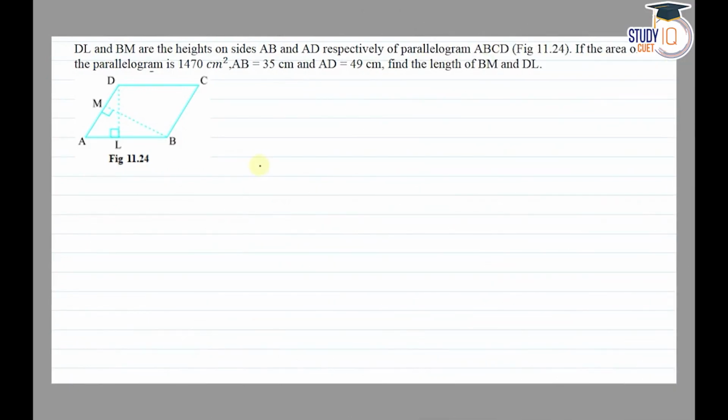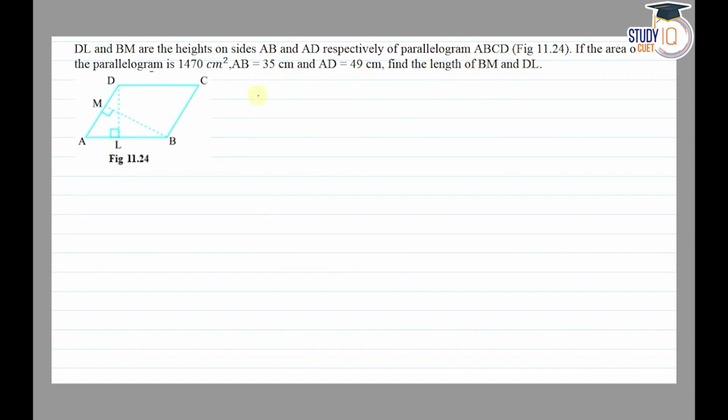Hello everyone, this question appears in the Class 7th NCERT chapter of Perimeter and Area. This is the 6th question of Exercise 11.2. The question says that DL and BM are the heights on sides AB and AD respectively of parallelogram ABCD. If the area of the parallelogram is 1470 cm square, AB is equal to 35 cm, AD is equal to 49 cm, find the length of BM and DL.